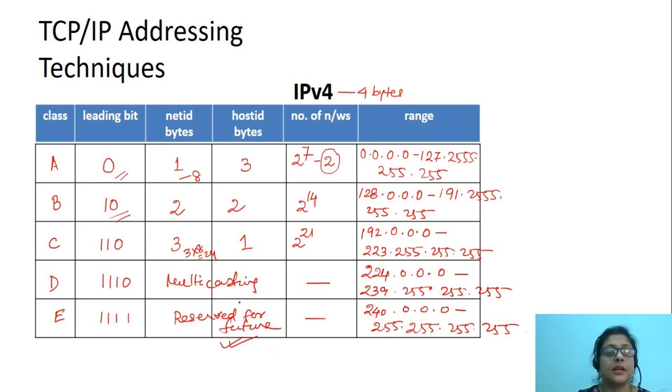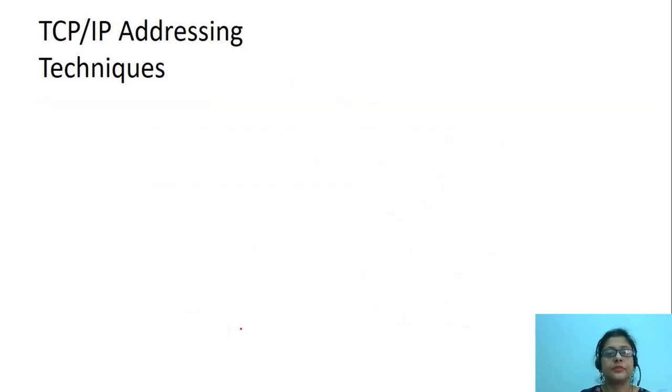Now, Class E and Class D are used for future use and multicasting, and the rest of the classes, from Class A to Class C, are used for normal usage. Let us now turn our attention to IPv6.